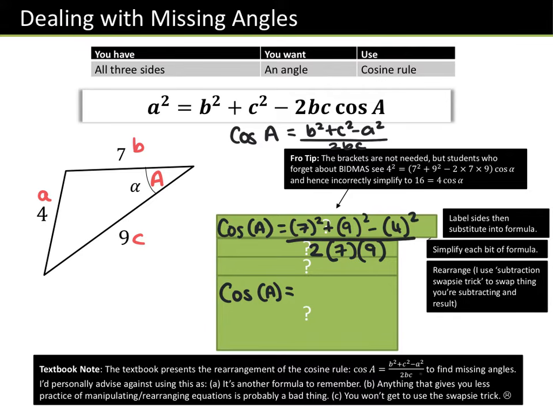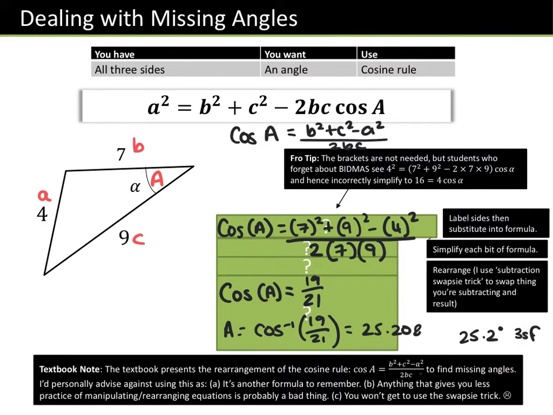So, once you do that, you're going to get 19 over 21. And then to find A, you're going to do cos inverse the answer. Okay, so in your calculator, just do shift cos answer. Okay, and we're going to end up with 25.208 degrees. And then to three significant figures, it's 25.2 degrees.